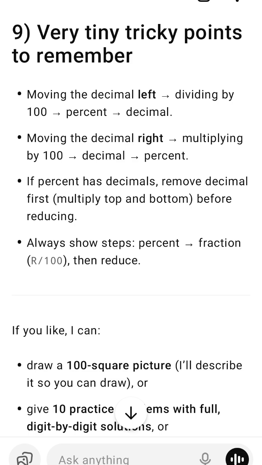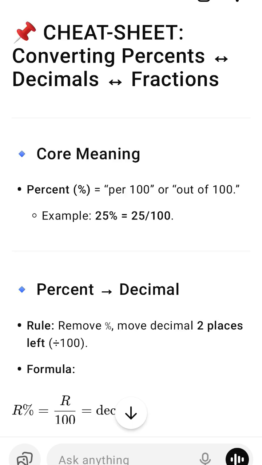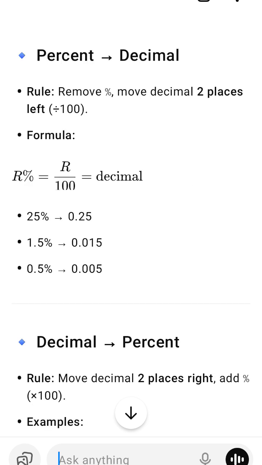Finding the percent of a number. Formula: part equals R/100 times base B. Examples: 4% of 50 equals 4/100 times 50 equals 2. 66% of 6 equals 0.66 times 6 equals 3.96.